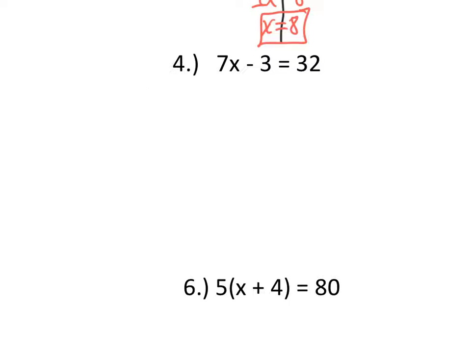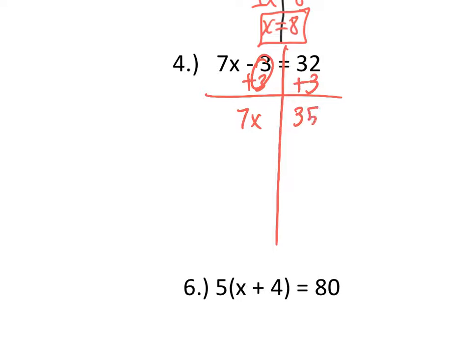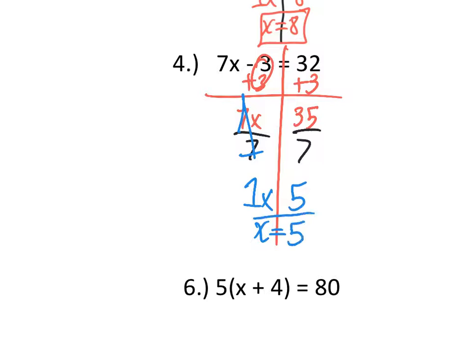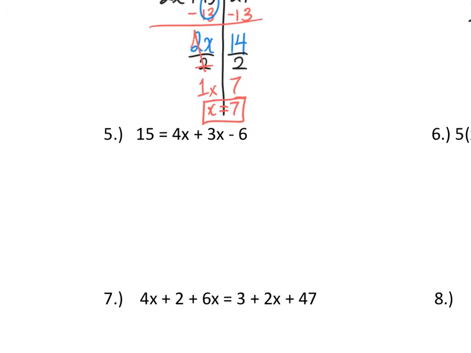Okay, guys, make sure you're showing your work, please. It's 5. Okay. So we're going to add 3. That zeroes out. 7x equals 35. Divide by 7. These turn into a 1. So x equals 5. Okay, number 5.